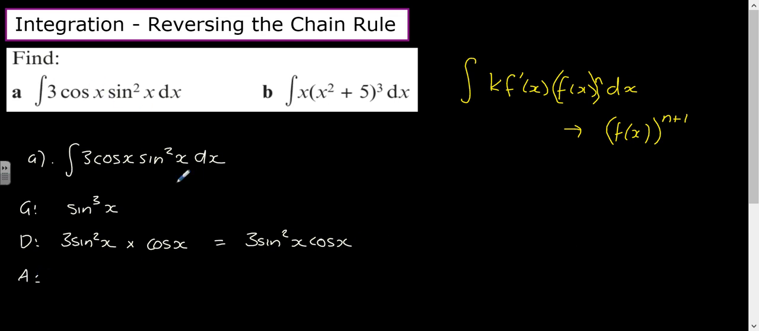Now actually, if we look, 3 sine squared x cos x is the same as 3 cos x sine squared x. So there is, again, in this instance, no adjustment to be made. So we can say that this integrates to sine cubed x plus c.